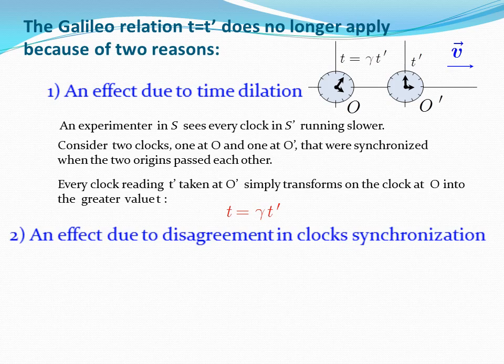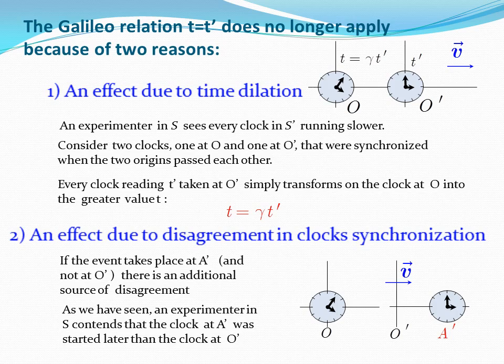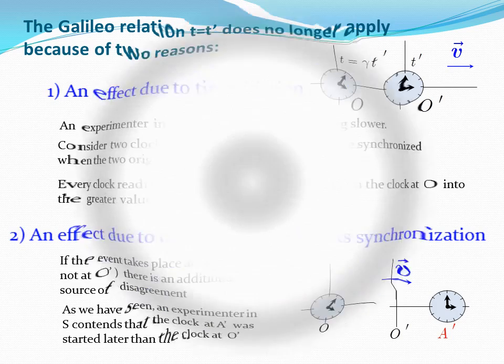But there is a second effect due to disagreement in clocks synchronization, and it takes place when the second clock is not located at the origin of the second reference frame, but is at some point A' over here. Now, as we have seen, even if the two clocks, one at O' and one at A', are synchronized according to an experimenter in S', they are no longer synchronized with respect to an observer in the S reference frame, who contends that the clock at A' was started later with respect to the clock at O'. We have to do some calculations to compute the delay.